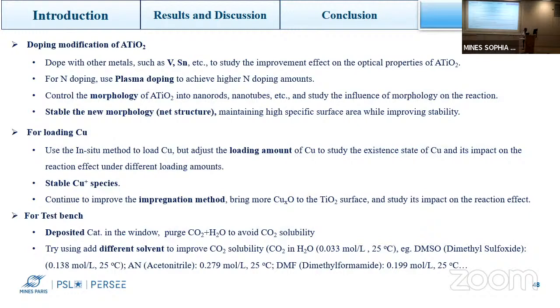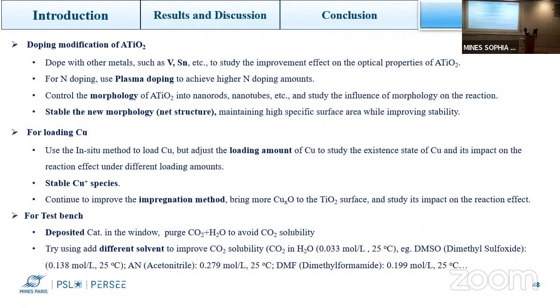So we want to try plasma doping to achieve a higher nitrogen doping amount. Also for our TiO2 morphology, so far we're using particles, and we want to try changing TiO2 to different morphologies like nanorods and nanotubes, to see if it will improve our catalyst. And we also need to find a way to stabilize the new net structure, the one we tried but didn't get a good result, trying to find a way to stabilize the high SBET.